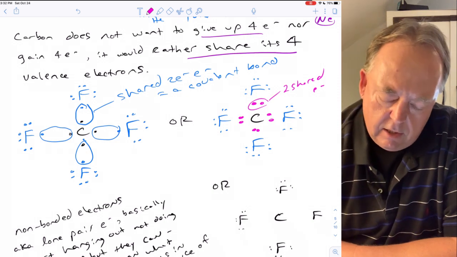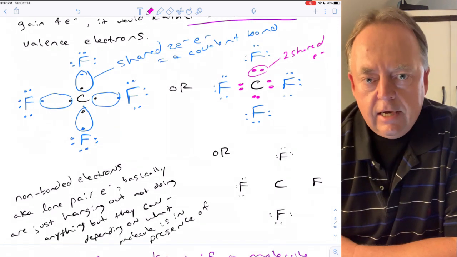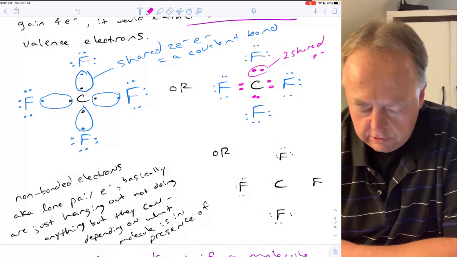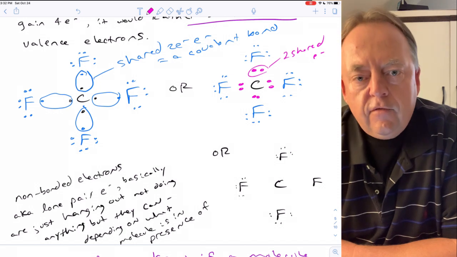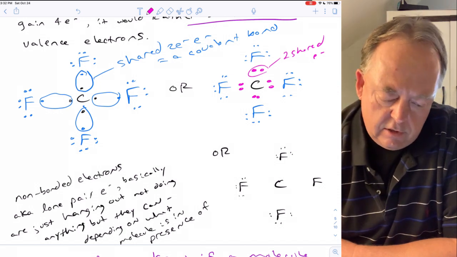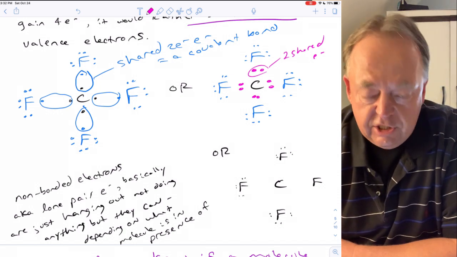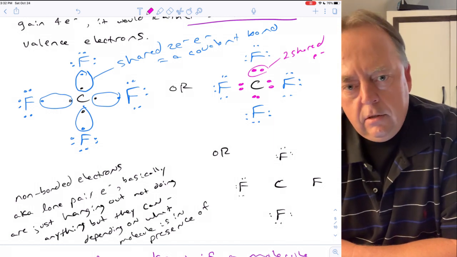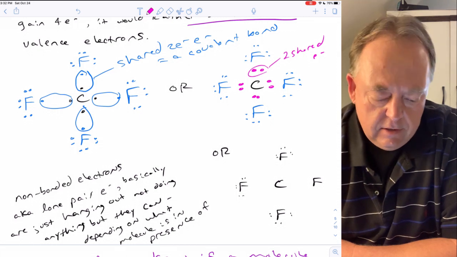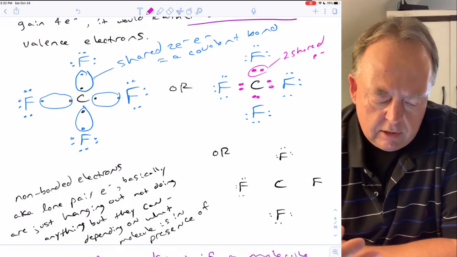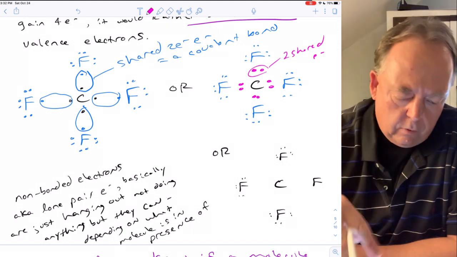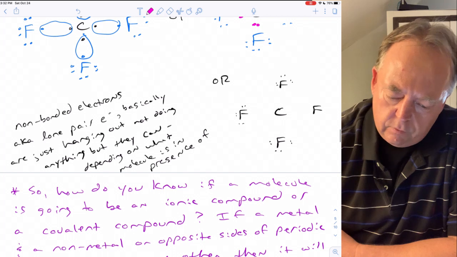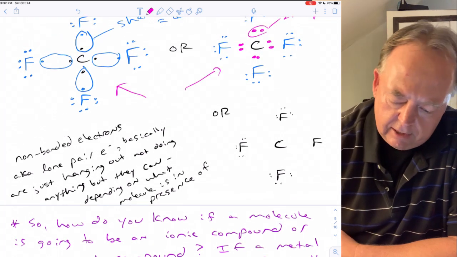So what does it mean for atoms to share electrons? That means the electron on carbon can orbit carbon's nucleus, or it can orbit fluorine's nucleus. And conversely, the electron on fluorine, the one that's shared with carbon, can be orbiting fluorine's nucleus, or it can be orbiting carbon's nucleus. So shared electrons means those electrons are free to orbit around either of the 2 nuclei in the bond.